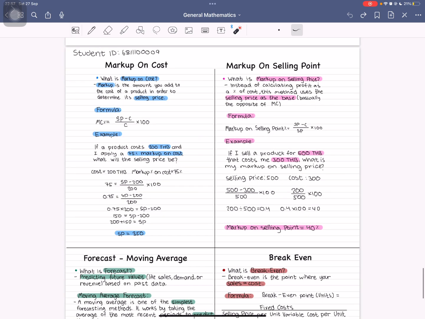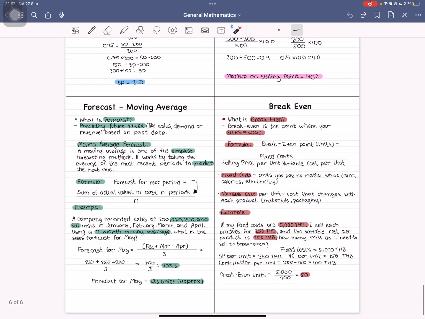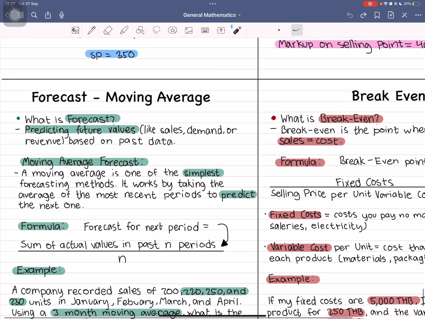So, hooray! We have completed 2 topics. And the next one won't be as easy because it's not the same as these 2. But it will still be easy once you know what it is. So, the next one is forecast moving average. Yes, so let's learn what forecast is first.